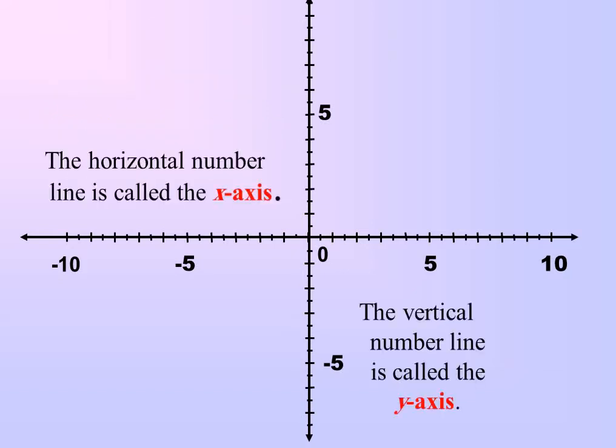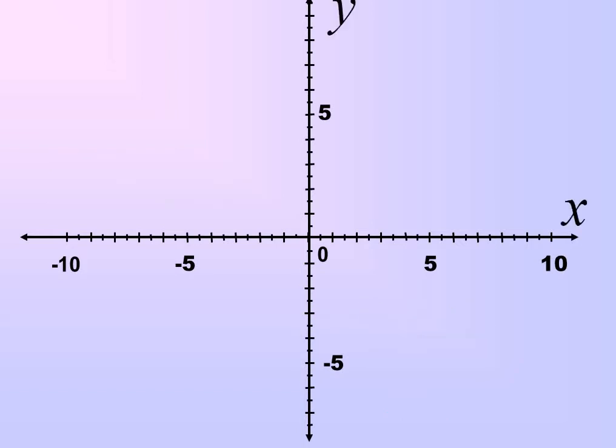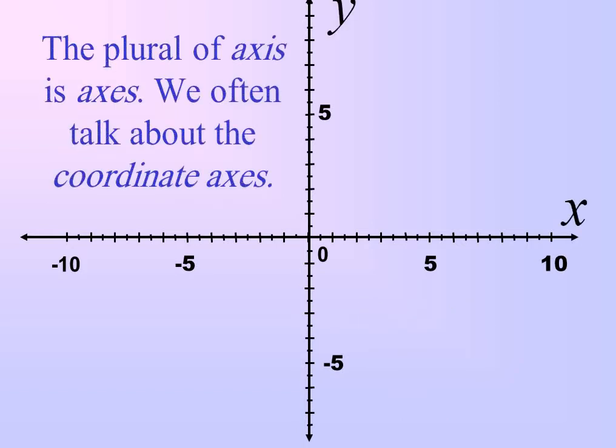Now the horizontal number line is called the x-axis and the vertical number line is called the y-axis. Look here, I call the number lines in the coordinate plane the x-axis and y-axis. As you can see here, we can define them by writing y and x: this is the x-axis, this is the y-axis. The plural of axis is axes, and we often talk about the coordinate axes.